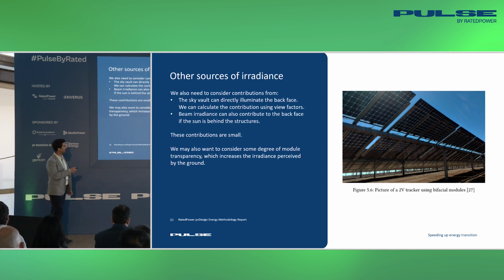Also very important, as you can see in the picture, modules tend to have some degree of transparency. That can be considered. The way we consider that is that when a beam irradiance ray is blocked by the structure, we don't remove all the irradiation, but part of it. Say only 3% passes through, right? So instead of losing all of the irradiation, we only lose 97%. Also very difficult to model. It's a thing which may artificially increase your bifacial gain, so it's something to be careful about.